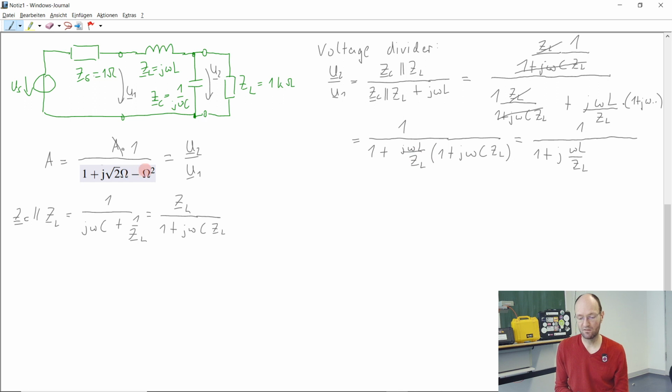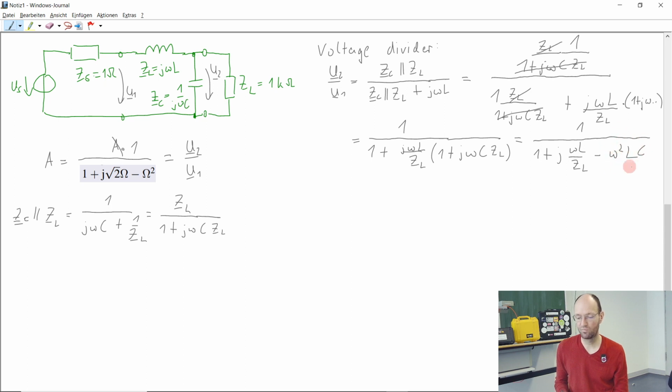And then we have this minus omega squared term, and J times J is minus 1. So we get the minus already. We get omega squared. And yeah, we get all the remaining stuff. So we get L and C, and the ZL will cancel each other. So we get omega squared LC. Oh, nice. Not too bad. Okay, so now we can check.